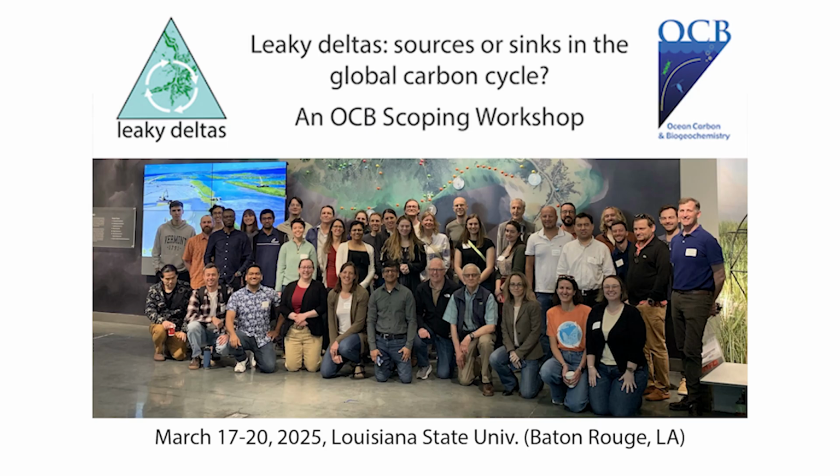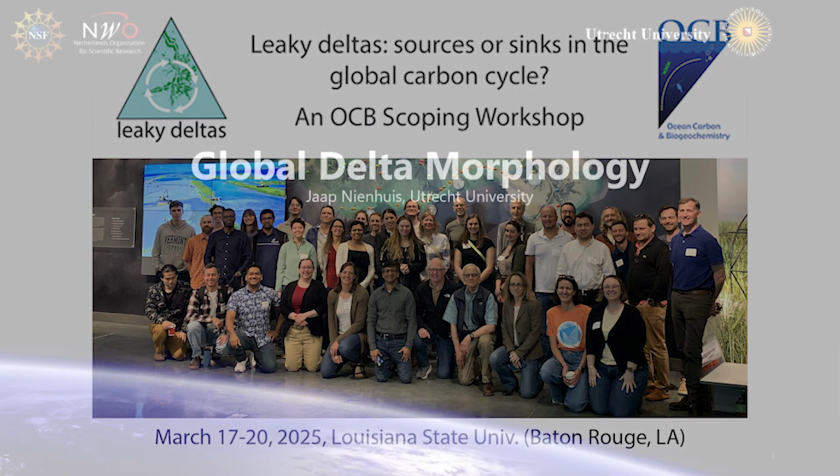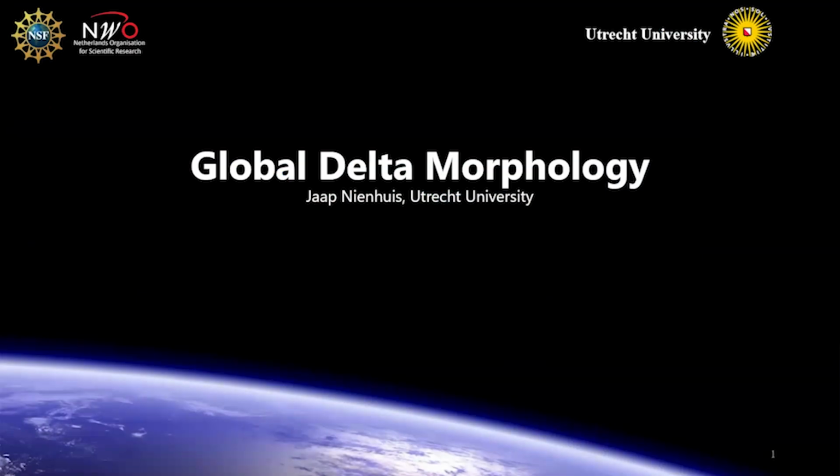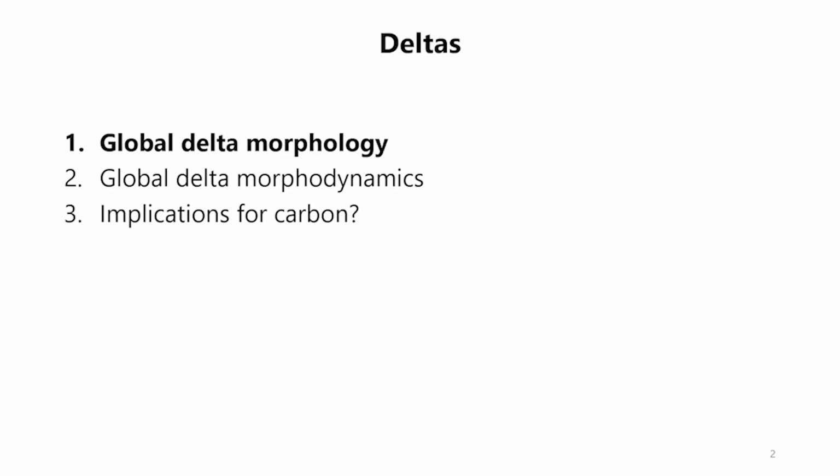I'm from Utrecht University. I'm trying to take this to a global perspective and say something not just about sediment transport, but about the resulting morphology of river deltas. And I'm trying to also give you some implications for carbon dynamics toward the end. So I'm going to discuss delta morphology. What do deltas look like now? Morphodynamics, so how do deltas change over time? And then what does that have to do with carbon?